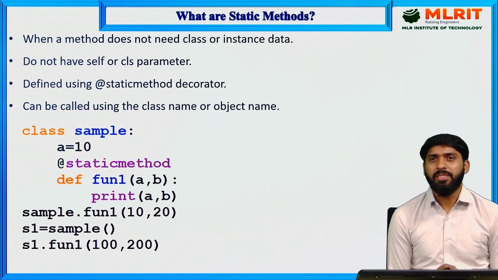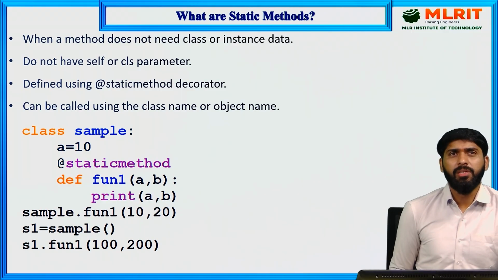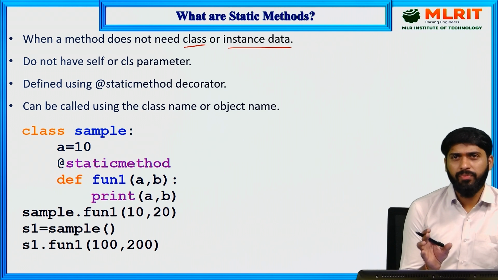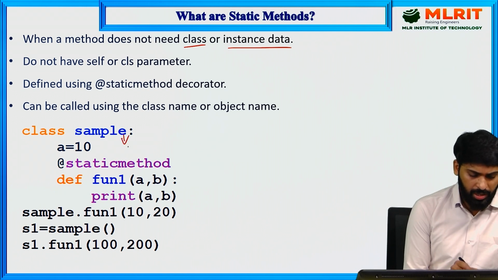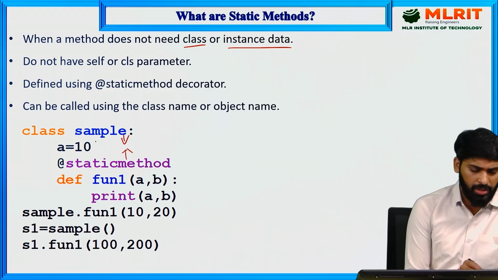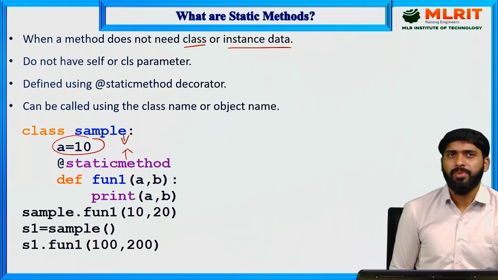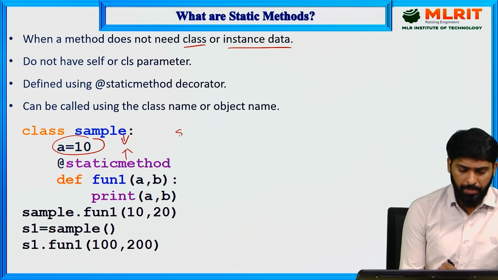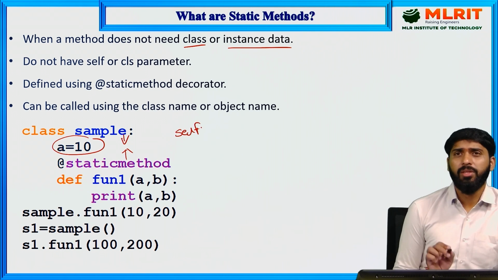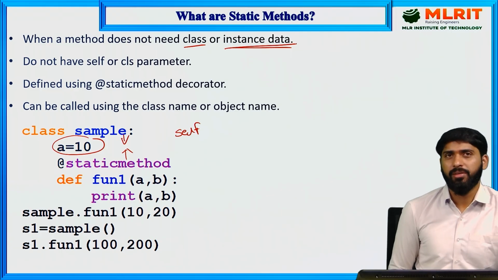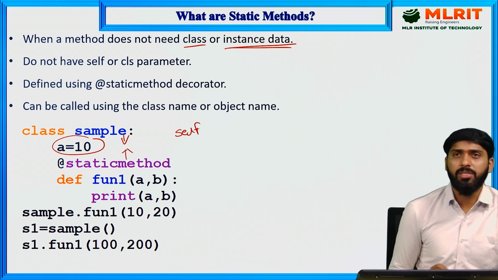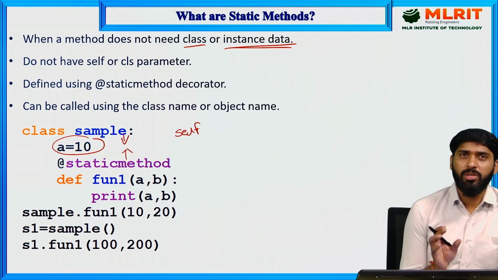So the next one is the static method. We use it when a method does not need class or instance data. What is class data? If you define an attribute inside the class and outside the methods, we call that a class attribute. In this case, A is a class attribute. If you define an attribute with the help of self, then those data members are instance data members. If a method doesn't need class or instance data, then we call those methods static methods.